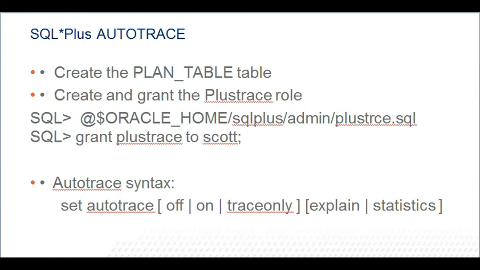If we set its value to on, then it produces a result set and explain plan and lists all the statistics. In the trace only mode, it displays the explain plan and the statistics. We will not see the result set, although the statement is executed. On explain displays the result set and explain plan results without the statistics. Trace only statistics displays the statistics only.